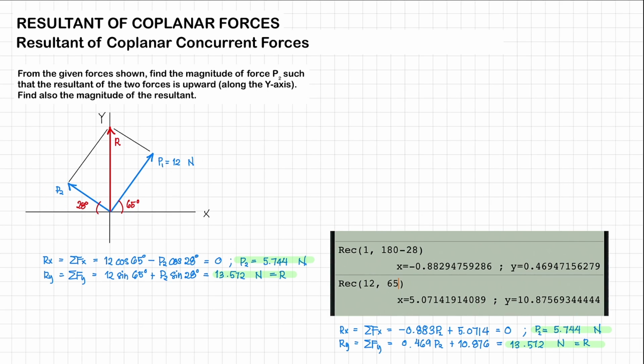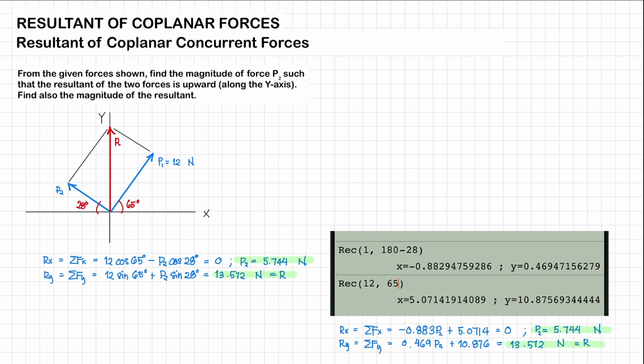Okay, so for this type of problem, the difference here is that we don't know one of the forces when computing for the resultant. So again, let's look at the analytical method first, which is much more practical in solving this type of problem compared to using your calculator technique. Okay?